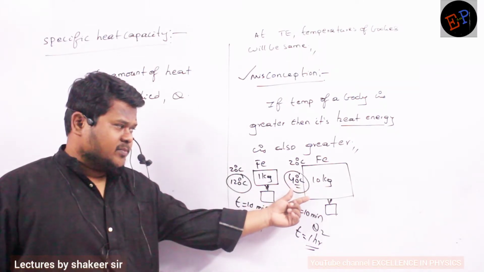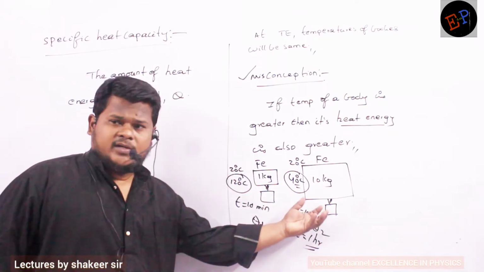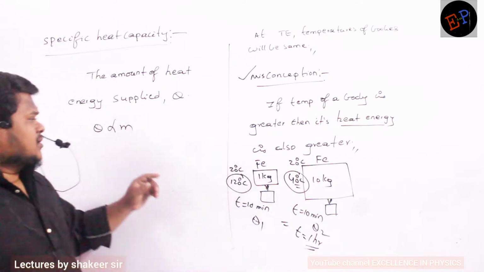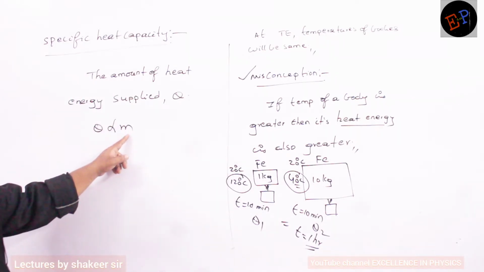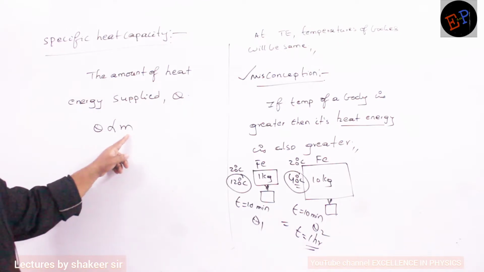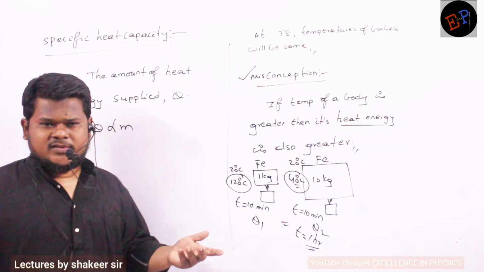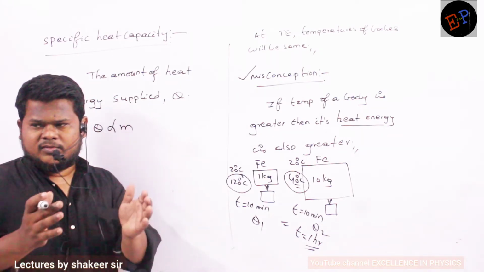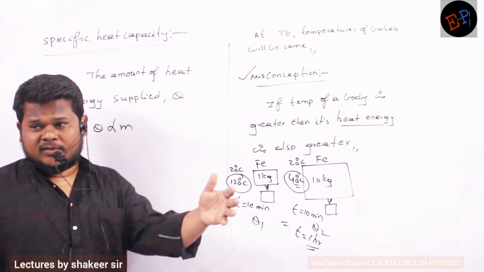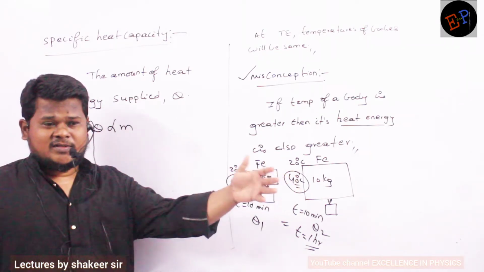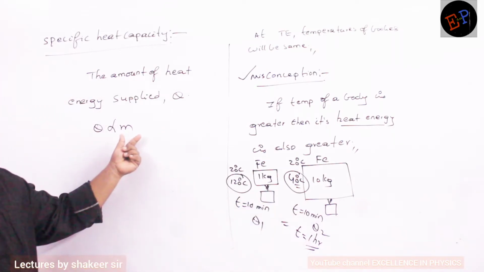If I want to raise the temperature of a 10 kg body to 120, I have to supply a very huge amount of energy. So the amount of heat energy supplied is directly proportional to what? Mass of the body. If mass is greater, you have to supply more heat energy. Practically in real life also you should have seen this. If you want to cook this much rice, you can cook in 5 minutes. If you want to cook 10 kg or 20, 100 kg of rice, it takes a very long time. So Q is directly proportional to the mass of the body.